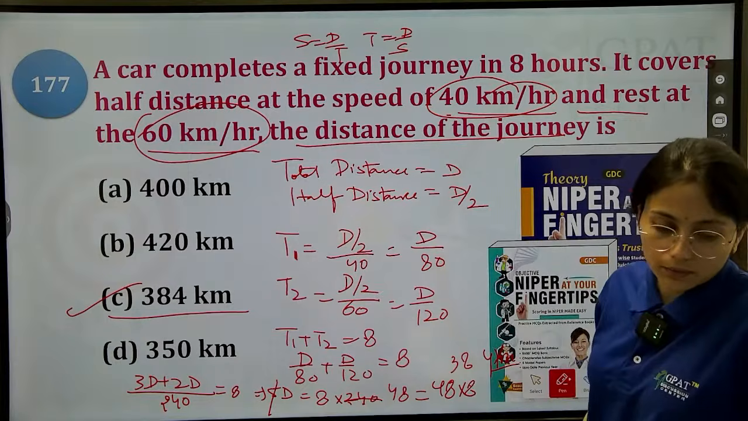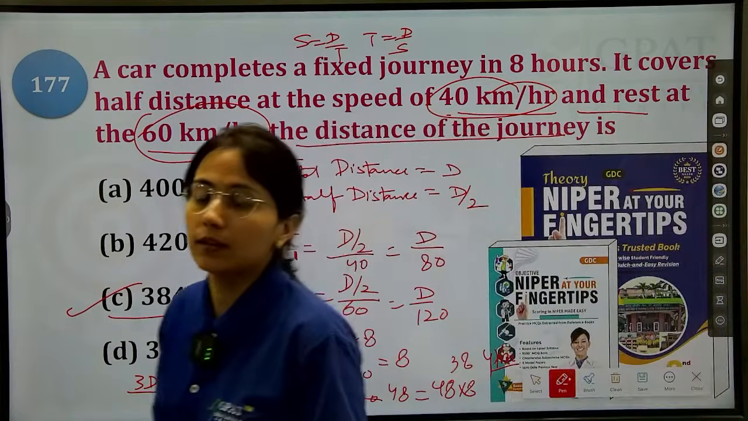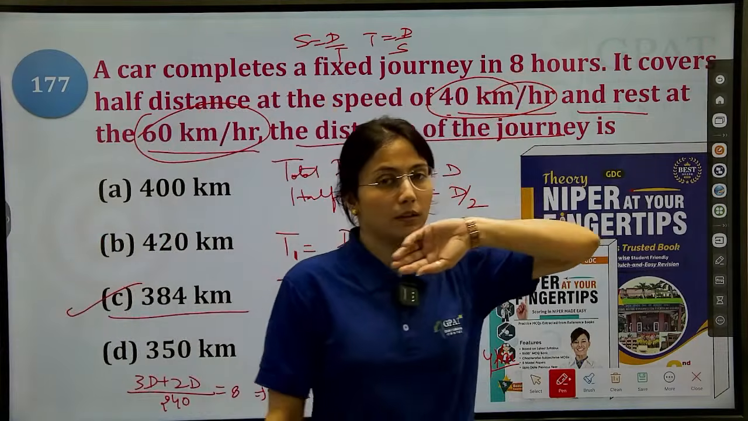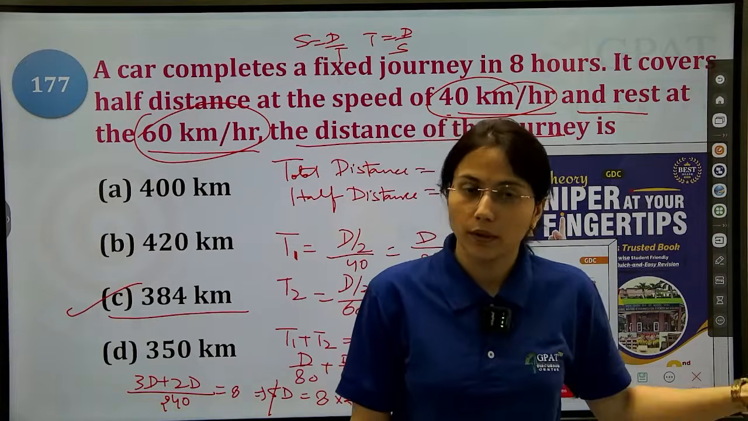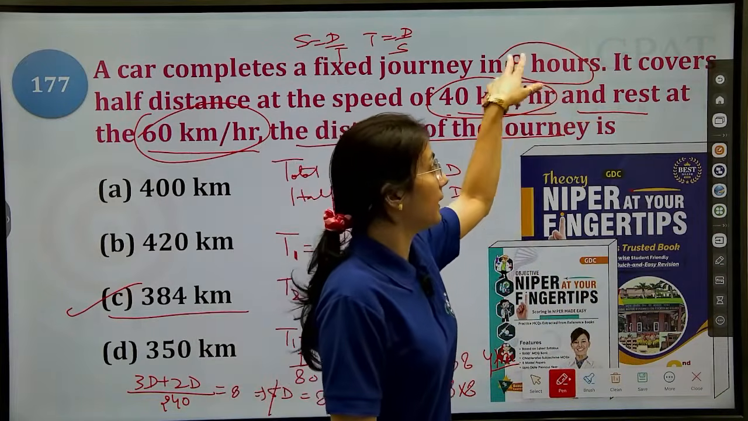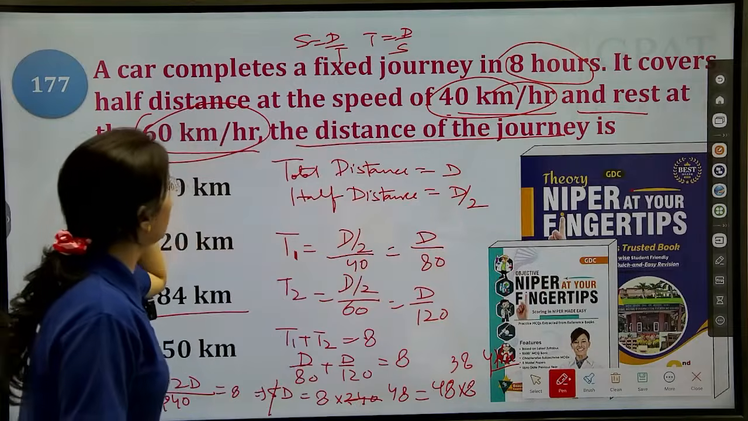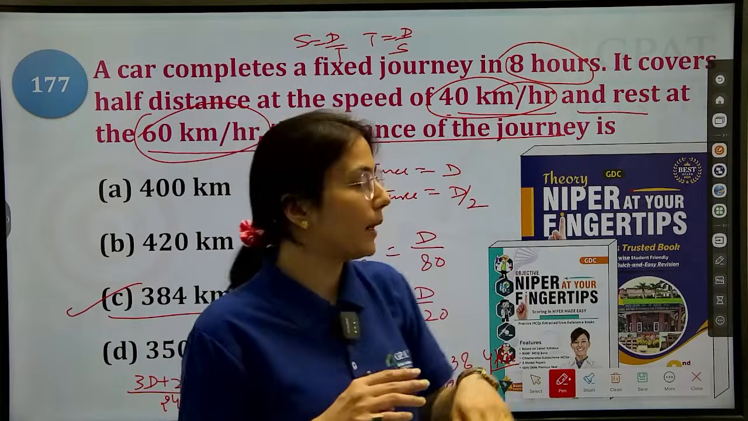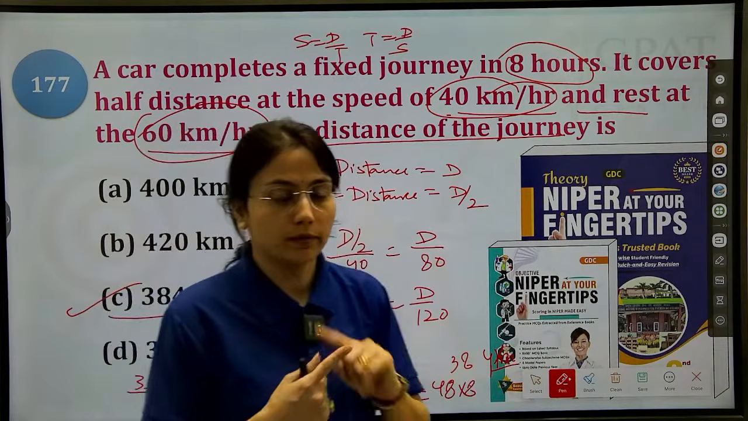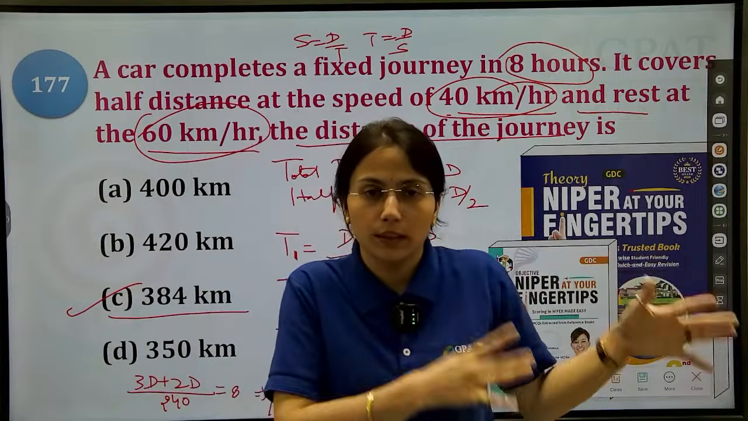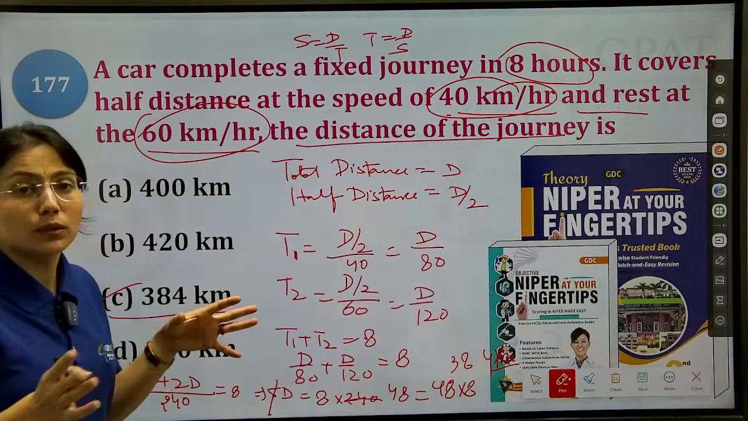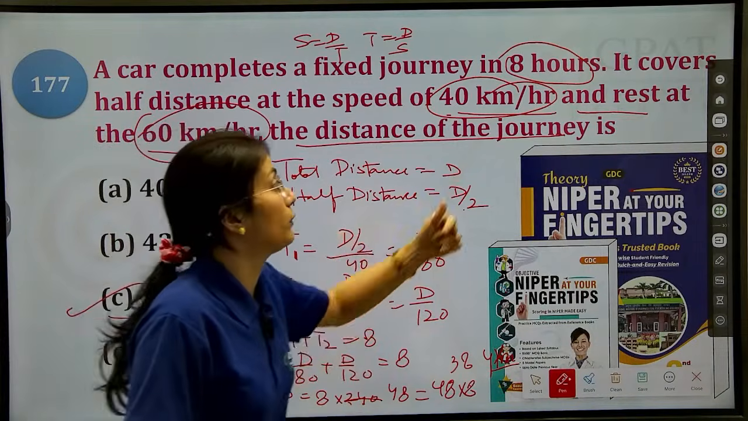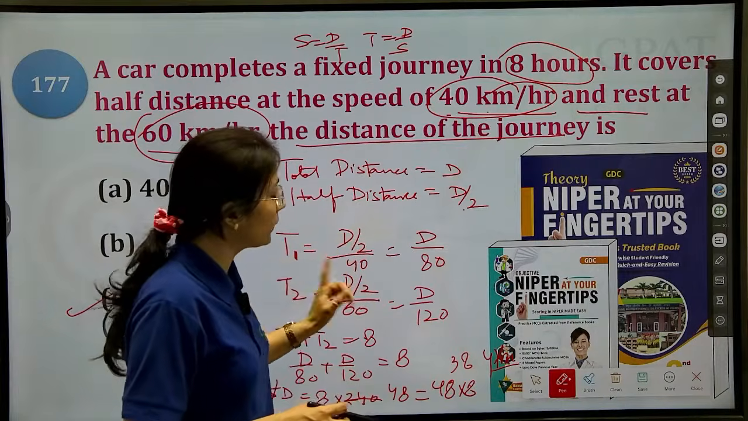Check your answer once again. 400 is not the correct answer. The correct answer is 384. In the question you have been given the total time taken by the car, 8 hours to complete a journey. He covered half of the distance at the speed of 40 kilometer per hour and half at 60 kilometer per hour. With the help of the formula, speed is equal to distance upon time, time is equal to distance upon speed. So half the distance, D by 2, covered at 40 kilometer per hour, so D by 2 divided by 40.